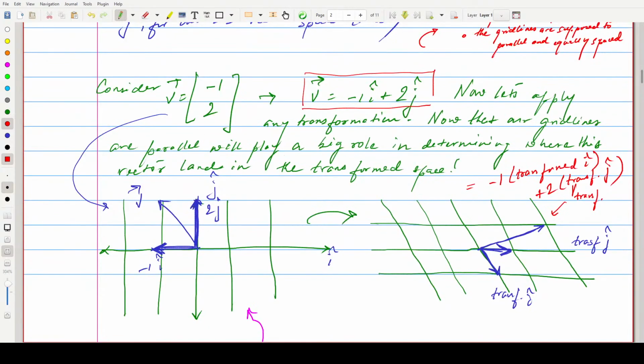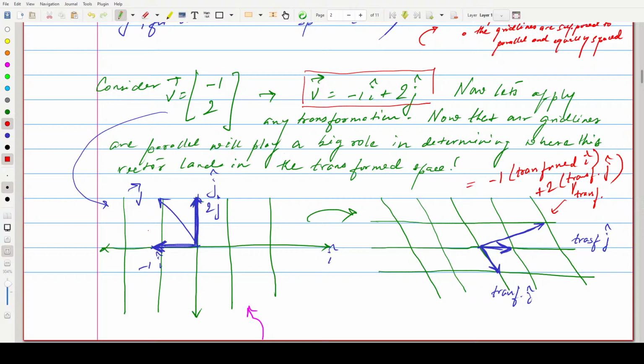So why is this so, and how important are those grid lines? We'll see in a moment. Imagine that this same vector is being represented on my crooked grid line over here, and this is the origin of my vector space. Here we have 2 times the j vector, represented by this, and -1 times the i vector, represented by this.